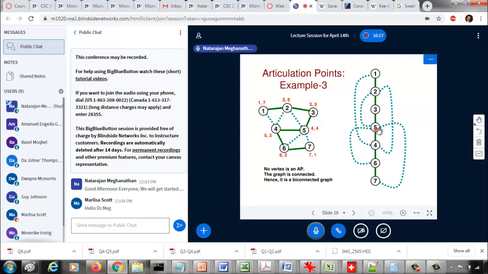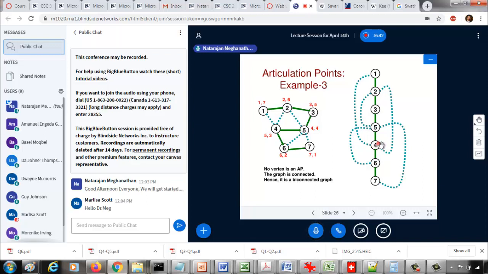Similarly, in the case of 5, there's one subtree starting with 4, then 6 and 7. There's at least one back edge that goes out from the subtree above 5. You see there's a back edge between 4 and 1 that goes above 5, and between 4 and 2 that goes above 5. So there are two back edges that go above 5. So 5 is also not an articulation point.